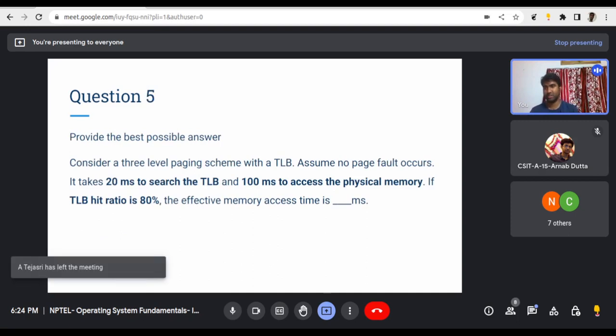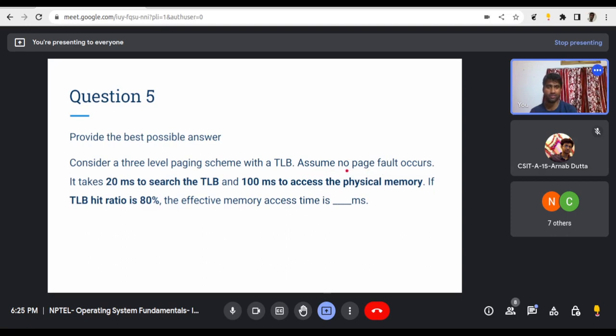So this is another numerical. Consider a 3-level paging scheme. As you may know, sometimes a single page table is not enough, and there may be levels of the paging scheme. We do not need to go into the details of that right now. For this numerical, whatever details you require, I'll provide anyway. So consider a 3-level paging scheme with a translation look-aside buffer, and assume that no page fault occurs. There is a significance of this statement.